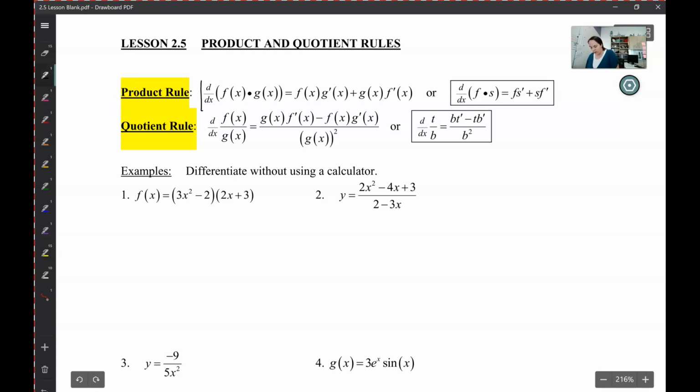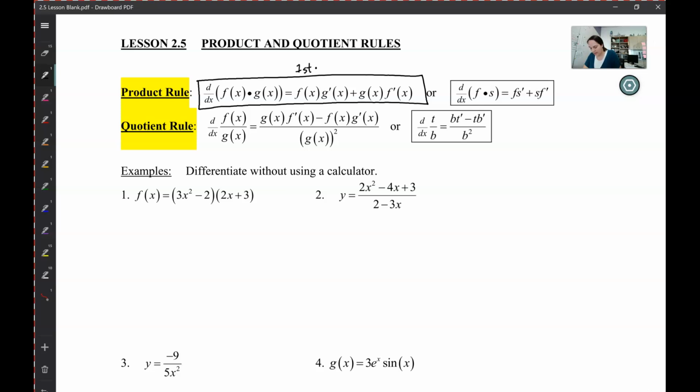Your product rule is right here. Now, how I always memorized it was the first, f of x, times g prime of x, the derivative of the second, plus the second, g of x, times the derivative of the first, f prime of x.